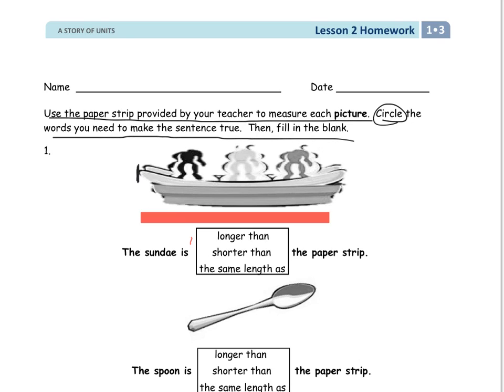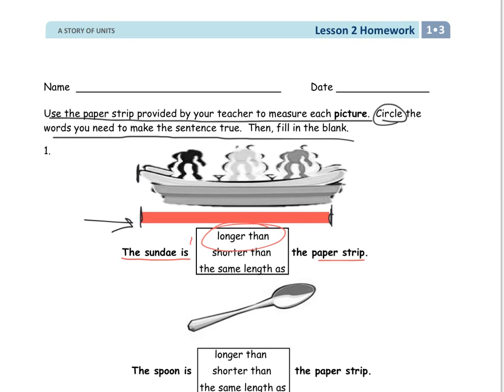So you'll see that my paper strip is the red one at the bottom. And I got it lined up with my endpoint of the banana, and I see that it goes over to about this point, which means that the sundae goes past that. And I had to line up my endpoints back here to see this. So now I have two statements I can make. One is the paper is shorter than the sundae, or the other one, which is right down here. The sundae is what to the paper strip? The sundae is longer than the paper strip.